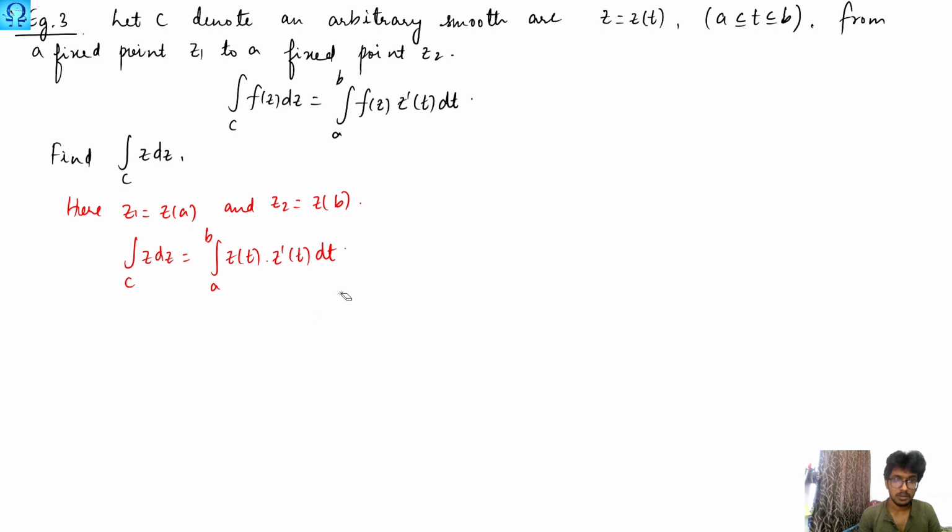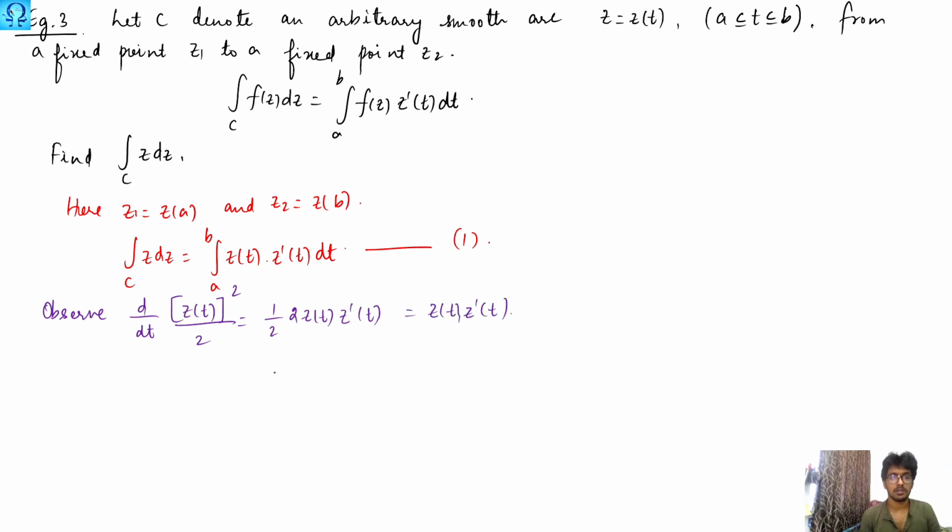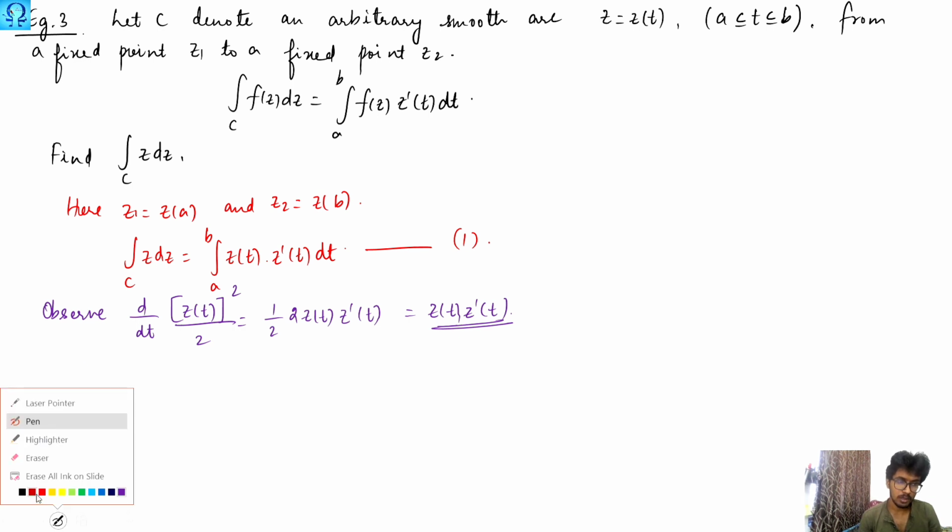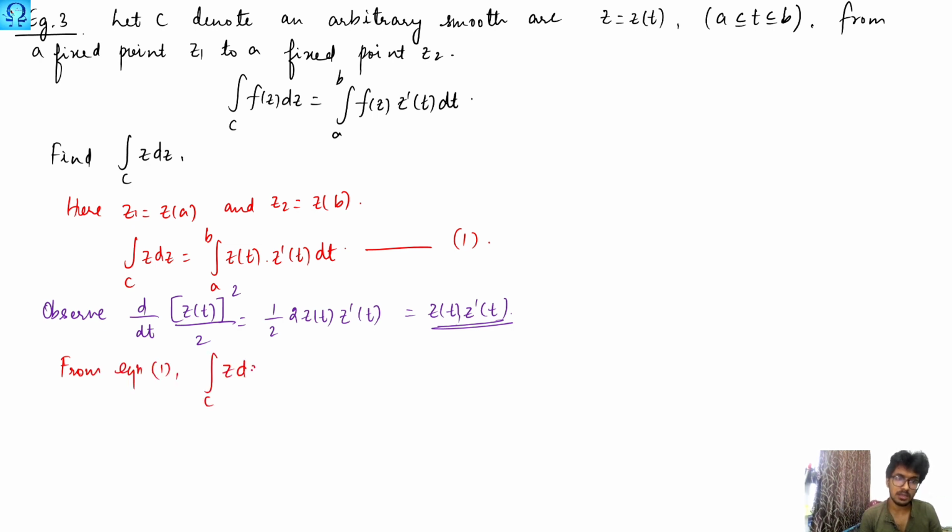We have to do this. How to do it? Let us mark this as equation 1, and we observe one thing. d upon dt of z of t whole squared upon 2. What do we get? It is 1 upon 2, 2 times z of t and z prime of t. So 2 gets cancelled, we get z of t multiplied with z prime of t. So when you integrate this quantity, you must get z of t whole squared upon 2. So back to equation 1. From equation 1, integral over C z dz is z of t whole squared upon 2 over the interval a to b.